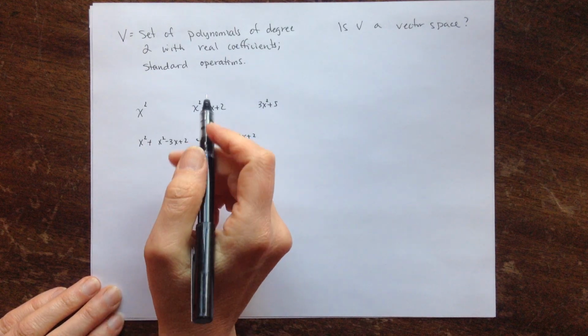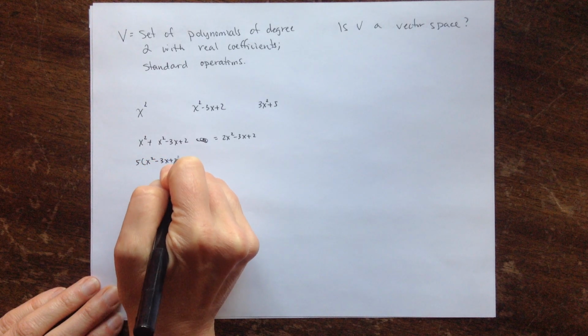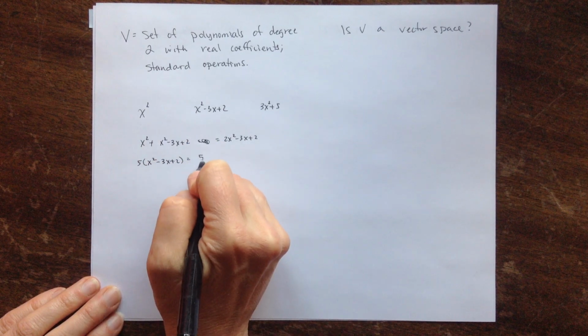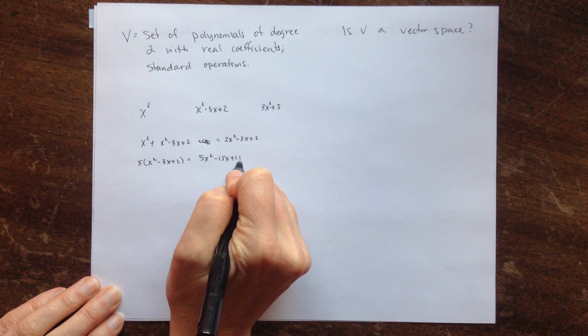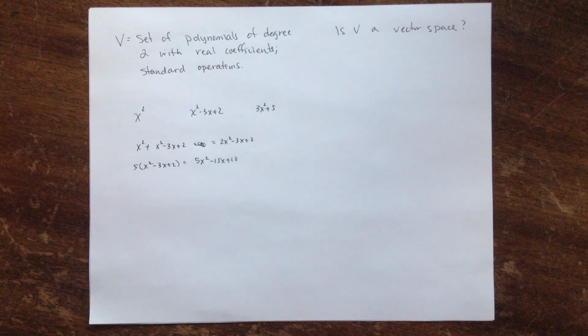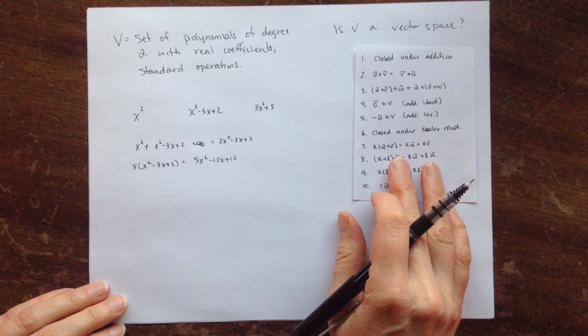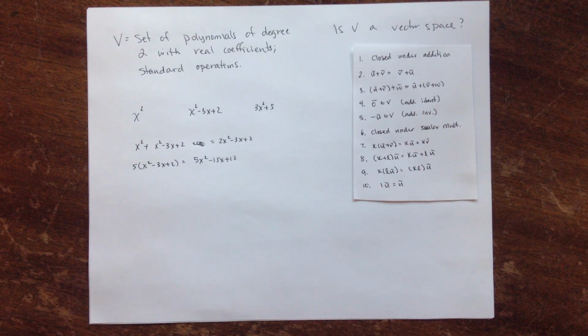And if we wanted to multiply, say, 5 times x squared minus 3x plus 2, the scalar multiplication just works under the distributive law. So we want to know if this is a vector space under the standard operations. Here again is my little cheat sheet for all the axioms in order to be a vector space. You can pause here and think about this for a minute before I give it away. This is not a vector space, and there are some problems right from the get-go.